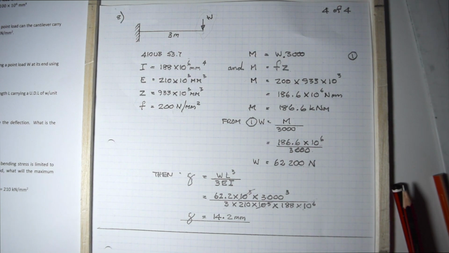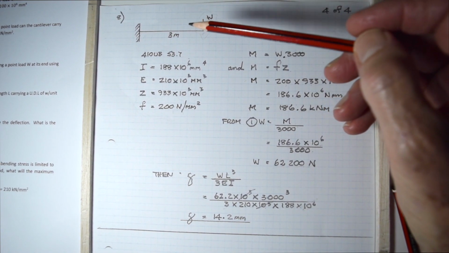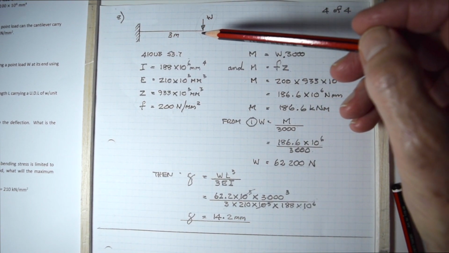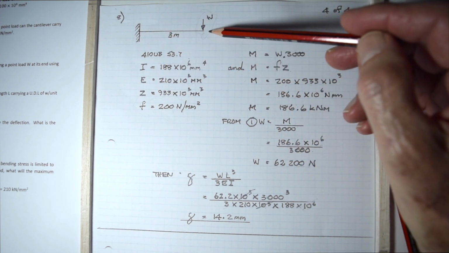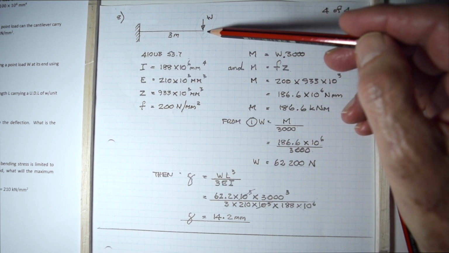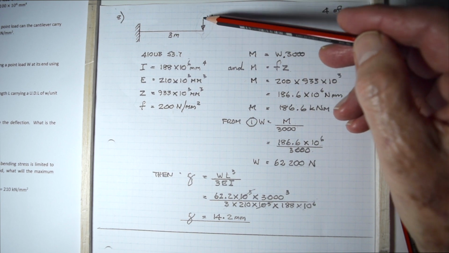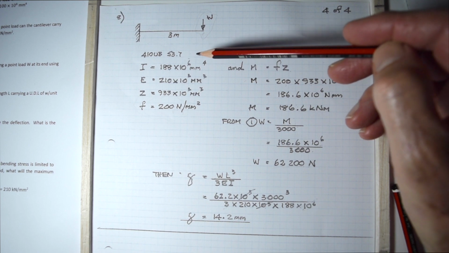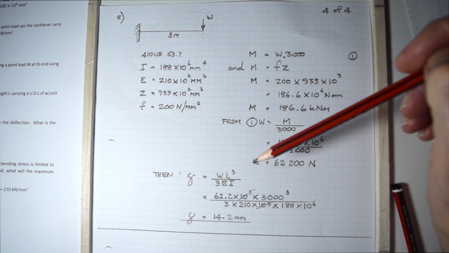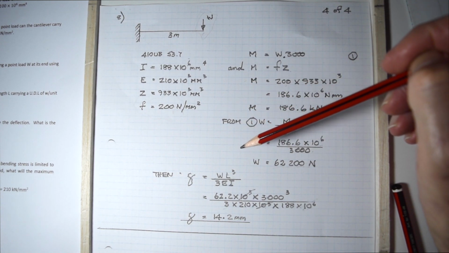question, question number 8. A cantilever. A 410 UB 53.7 kilograms per meter is used as a cantilever of length L. If the bending stress is limited to 200 newtons per square millimeter, what point load can the beam carry? Using this load, what will the maximum deflection be? So we're tying everything together here by using the bending stress, and from that we can actually work out what the deflection is once we've computed the loading.